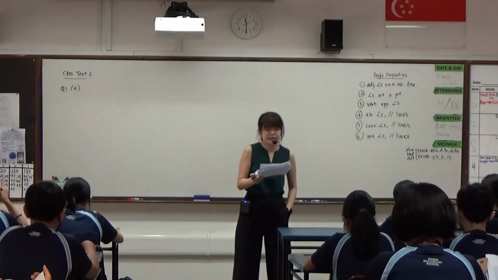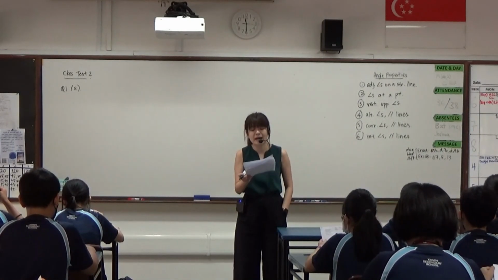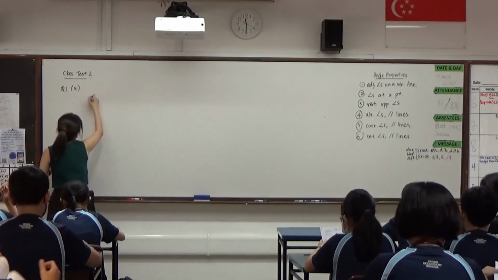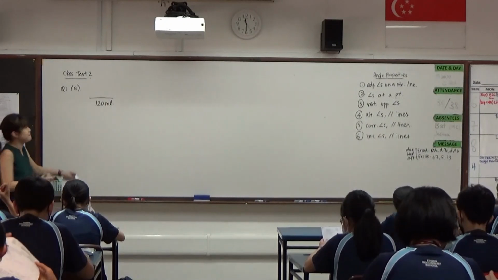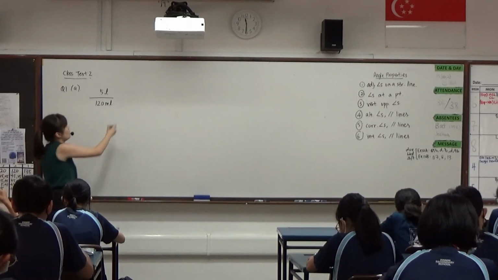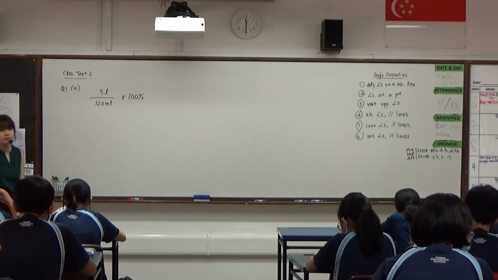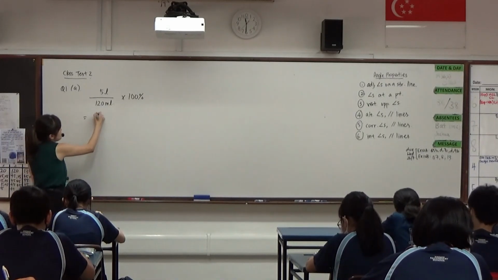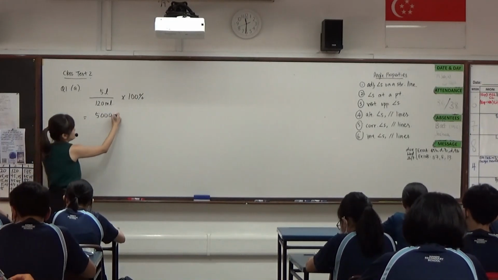Question: express 5 liters as a percentage of 120 milliliters. So 120 milliliters should be in the denominator, and 5 liters is in the numerator. We want to convert it to percentage, so we times 100%. We must make sure that our units are the same. 1 liter is actually 1000 ml, so this is 5000 ml.